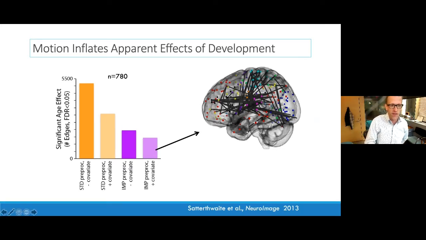So this is a very simple plot that shows 4 different ways of handling motion artifact in your data. Here is standard pre-2012 processing, where you do substandard denoising and you don't handle things in your group level analyses. And this is what most people do now and what we recommend. And what you see is if you don't carefully account for motion artifact, you'll find 5 times more quote unquote developmental effects. But 80% of those results will probably be almost completely driven by motion.